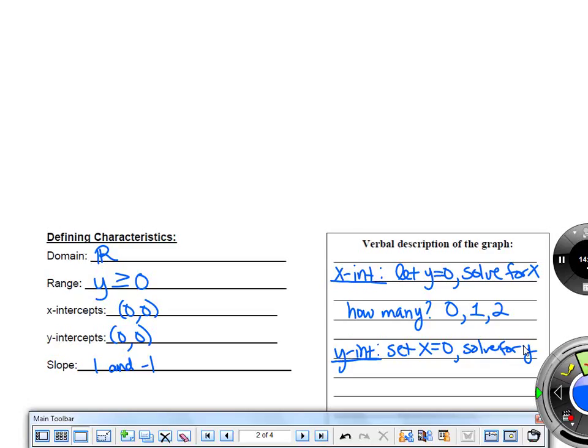Because on a graph, no matter how crazy the graph is, if you want it to hit the y-axis, it has to have an x-coordinate of 0 at that point. So you plug in and you see what happens.